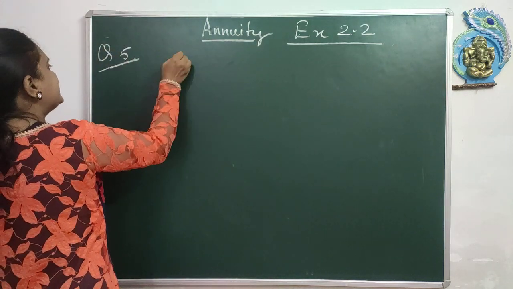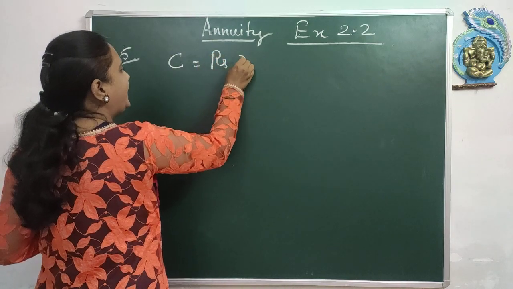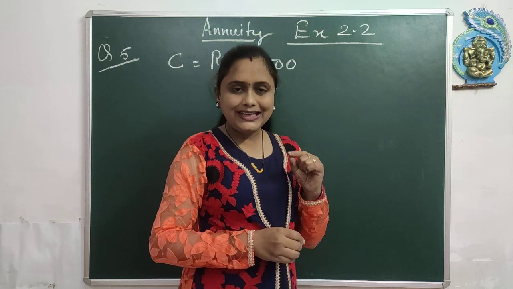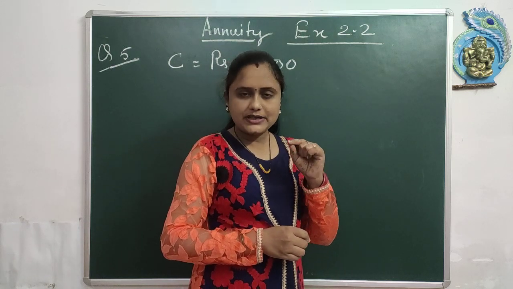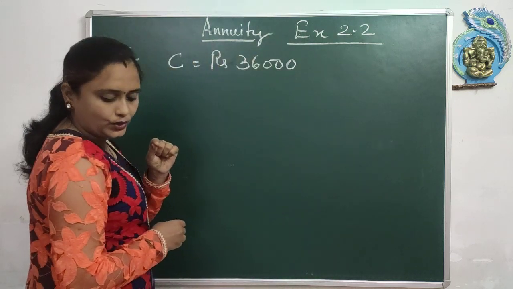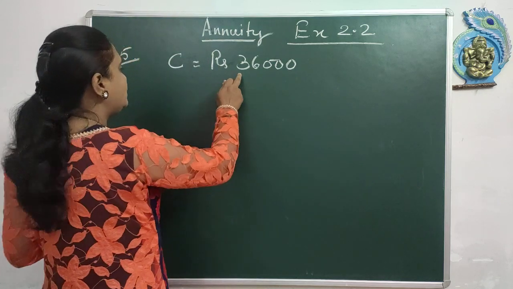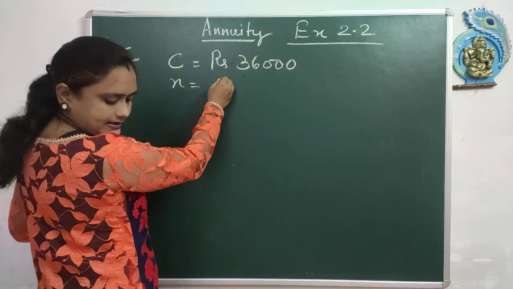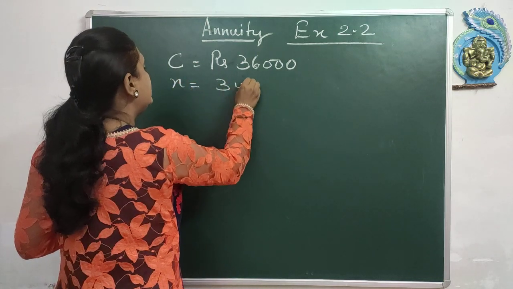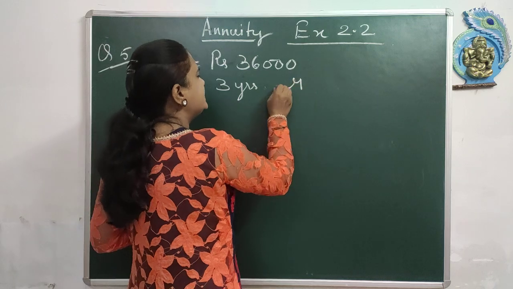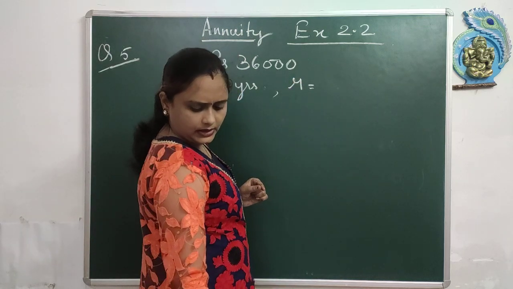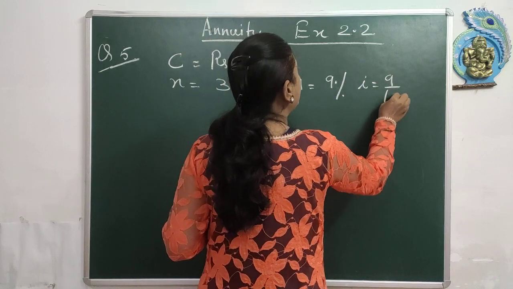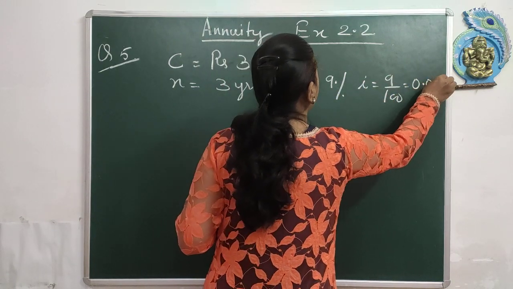So 36,000 is your cash flow per annum. Then it is given for 3 years at 9% per annum compounded annually. So it is compounded annually only. So here C is 36,000, n is 3 years. Then your rate is 9%. So your I will be 9 upon 100, that is 0.09.